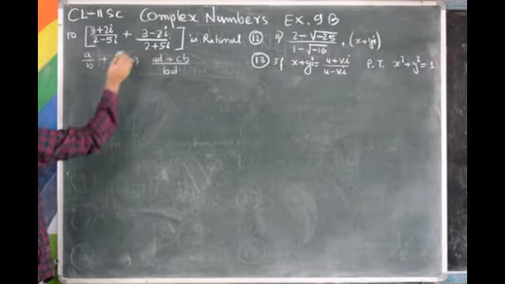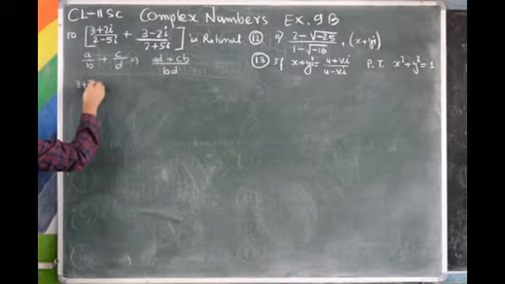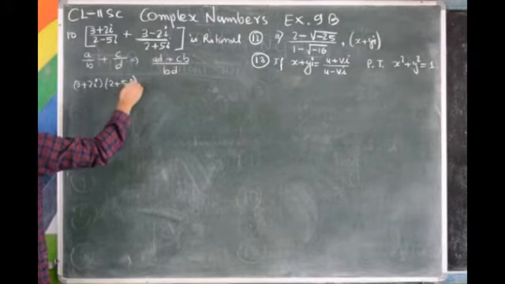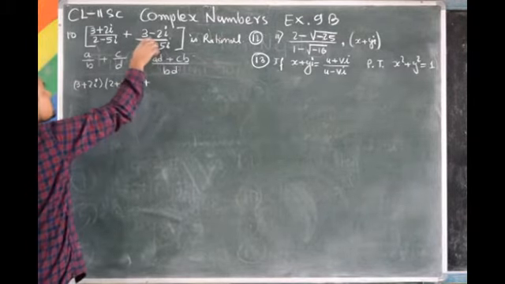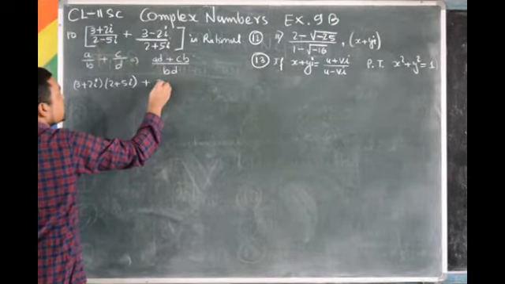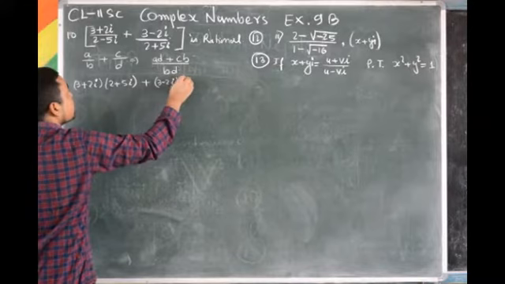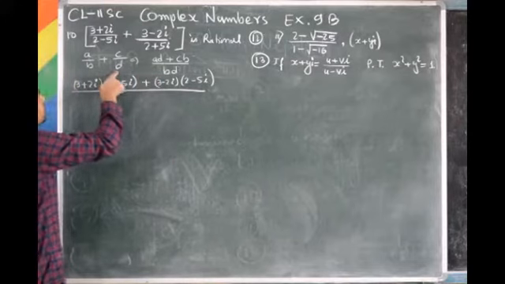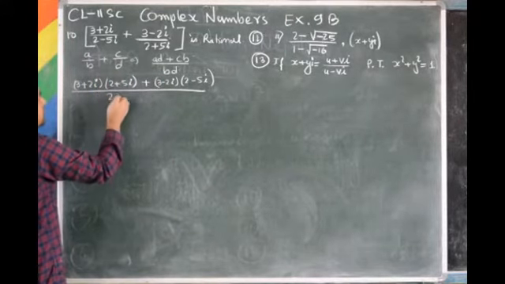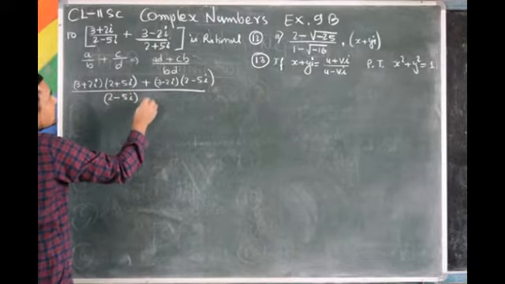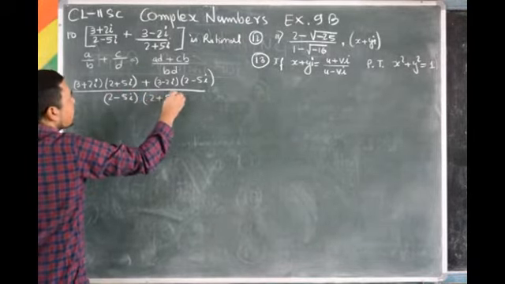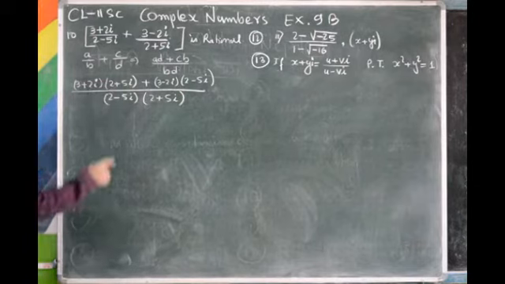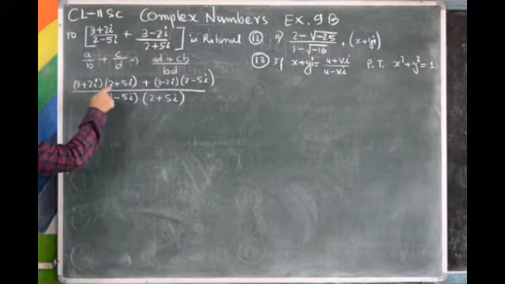Now this multiply this, that means 3 plus 2i multiply 2 plus 5i, then plus this multiply this, 3 minus 2i multiply 2 minus 5i, then divided by b into d, that means 2 minus 5i multiply 2 plus 5i. Now let's multiply the numerator. Take these 3 and multiply to both.